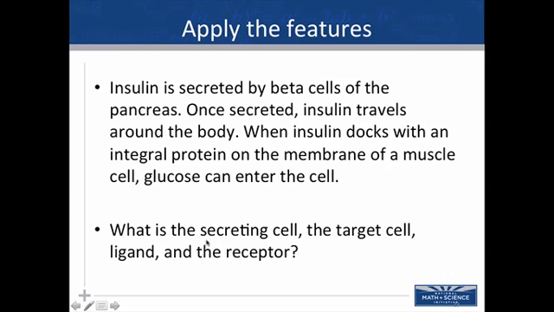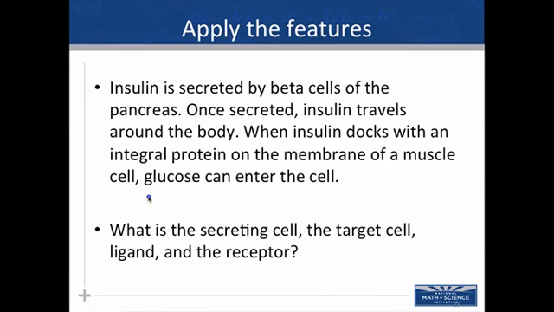Let's see if you can use those terms and identify each of them in this very specific example with insulin. So what is our secreting cell? That would be the cell that is actually producing the insulin. It says here that insulin is secreted by beta cells of the pancreas. So those are our secreting cells. How about the target cell? Where's our insulin going? In this case, it's going to a muscle cell. Insulin actually has a variety of target cells in the body, but in this specific example, the target cell is a muscle cell.